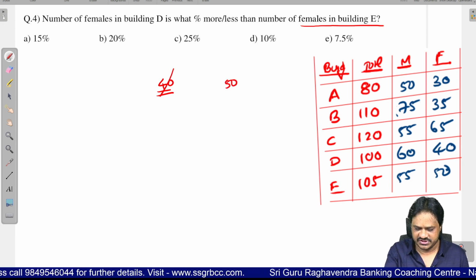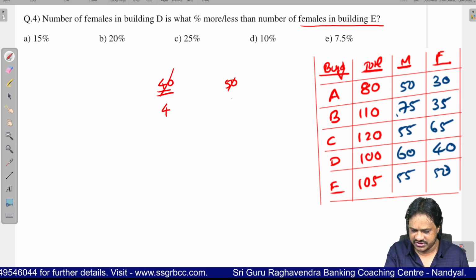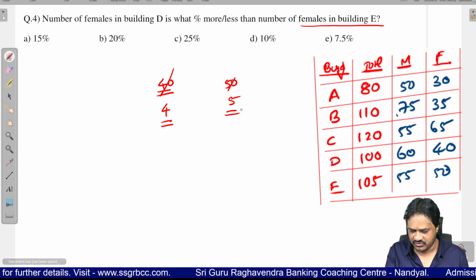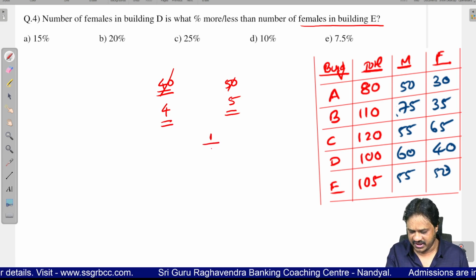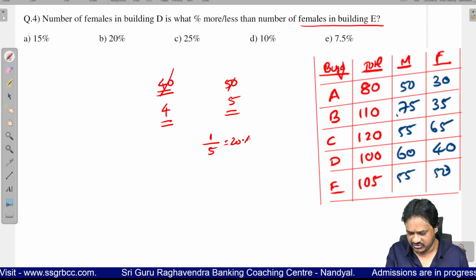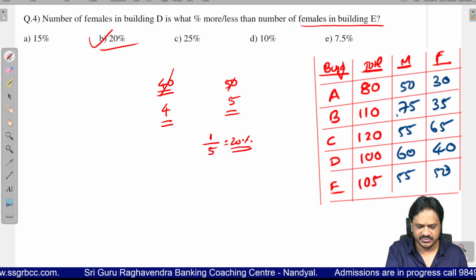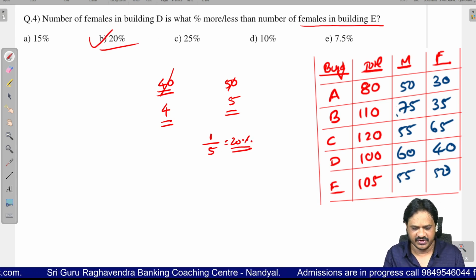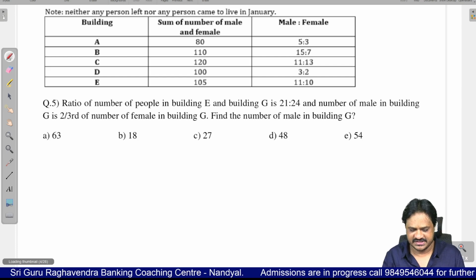So if you see the simplification, 10 fours, 10 fives. 4 is how much less than 5? So it is 1 part less. So 1 by 5 is equal to 20%. Option 2 is the correct answer. 20% less. Let us see the next one.